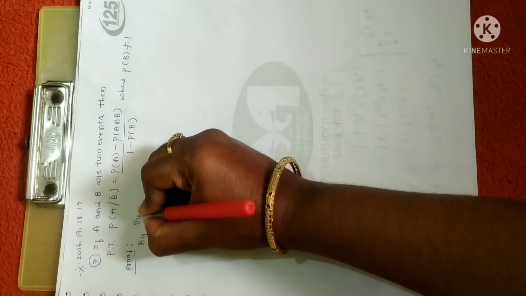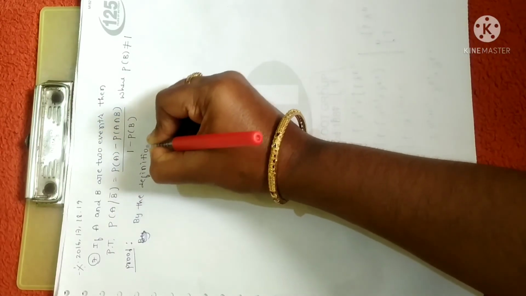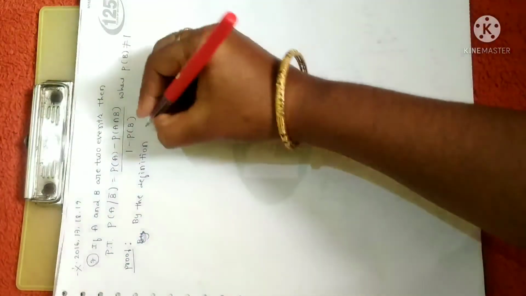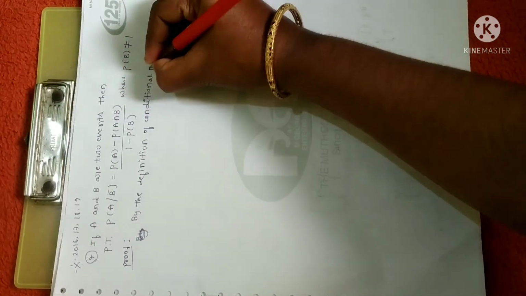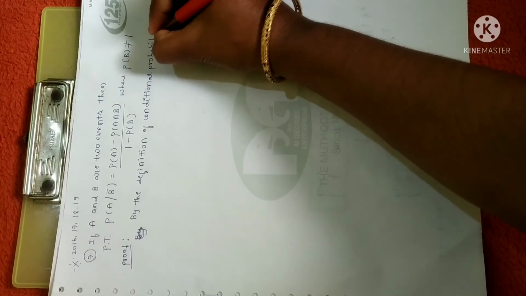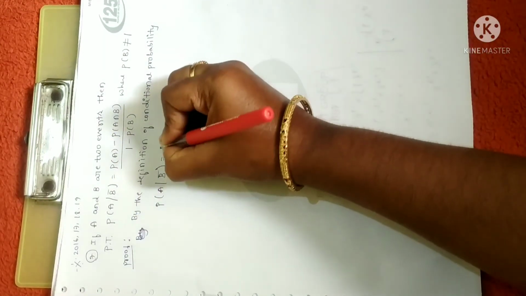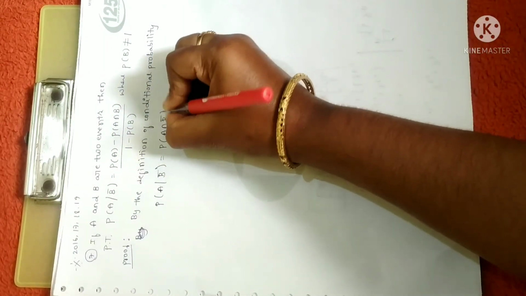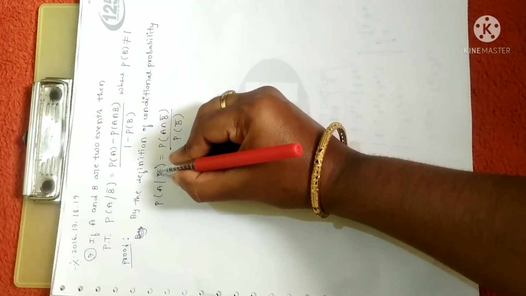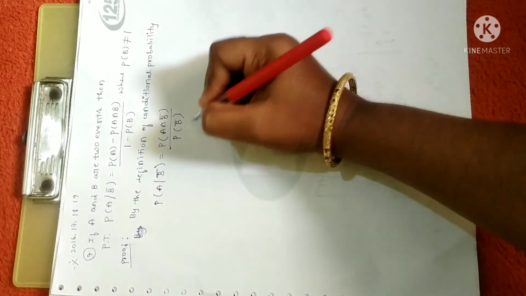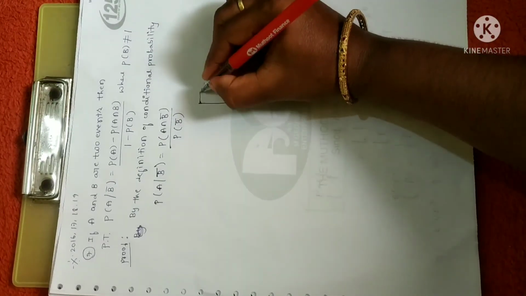Proof: by the definition of conditional probability. So you have to write the running notes for this theorem also. P of A with reference to B bar, how can we define it? As P of A intersection B bar divided by P of B bar, right? In the standard definition we have only B, here we have B bar, so I have written B bar in place of B. Clear? Now before starting with the theorem, let me give you a concept.